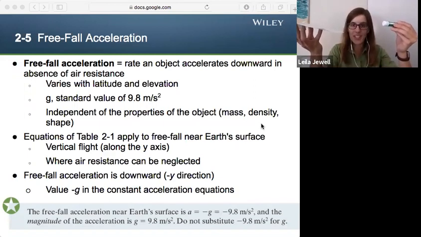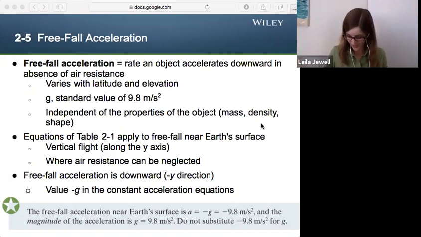So I'm going to release in 3, 2, 1. I don't know if you could see that all the way. The paper did not fall at the same rate as the marker. Why is that? Well, let's take a closer look.